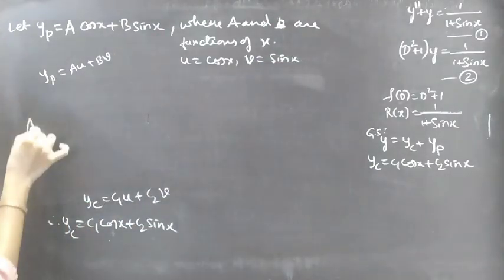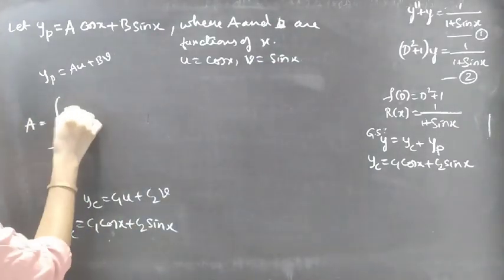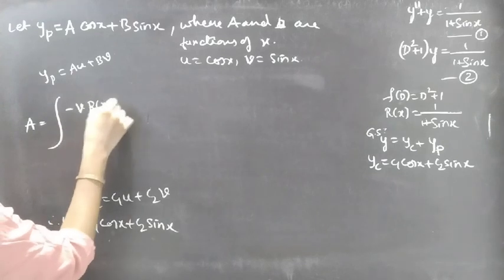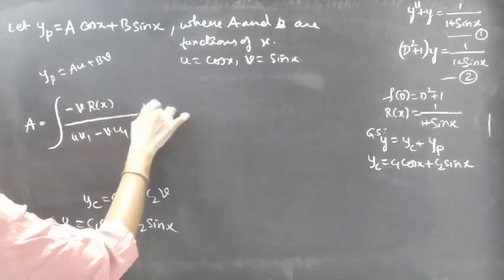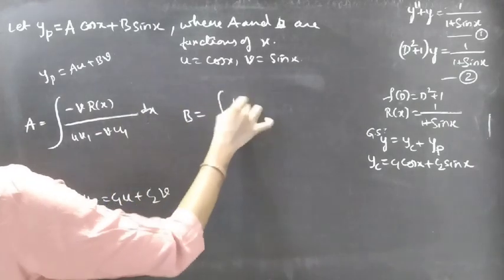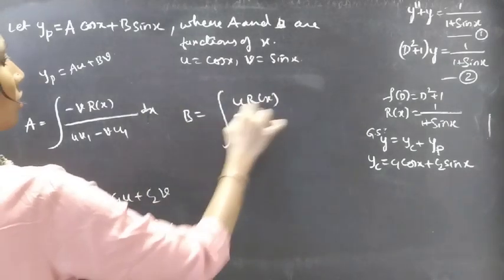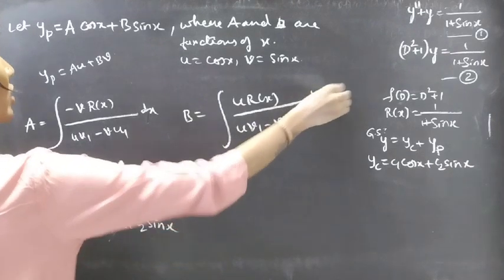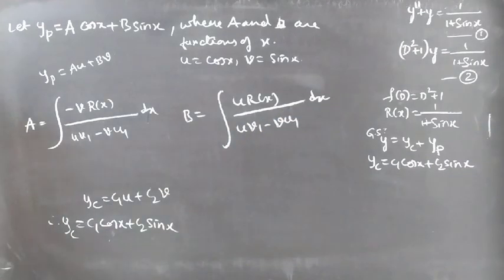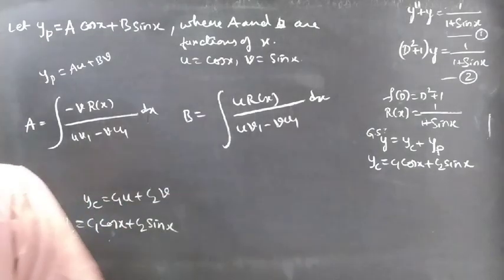We'll find A using the formula integral of minus v into R of x by (u v1 minus u1 v) dx, and B is given by integral of u into R of x by (u v1 minus u1 v) dx. If you notice, we have u v1 minus u1 v in both formulas, so let's begin with u v1 minus u1 v, and later we'll find A, B and yp, and finally we'll write the general solution using y equal to yc plus yp.